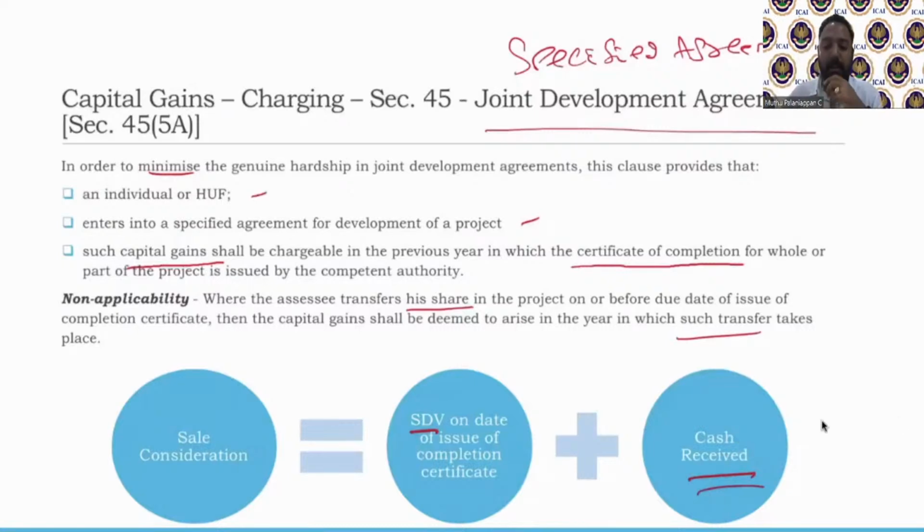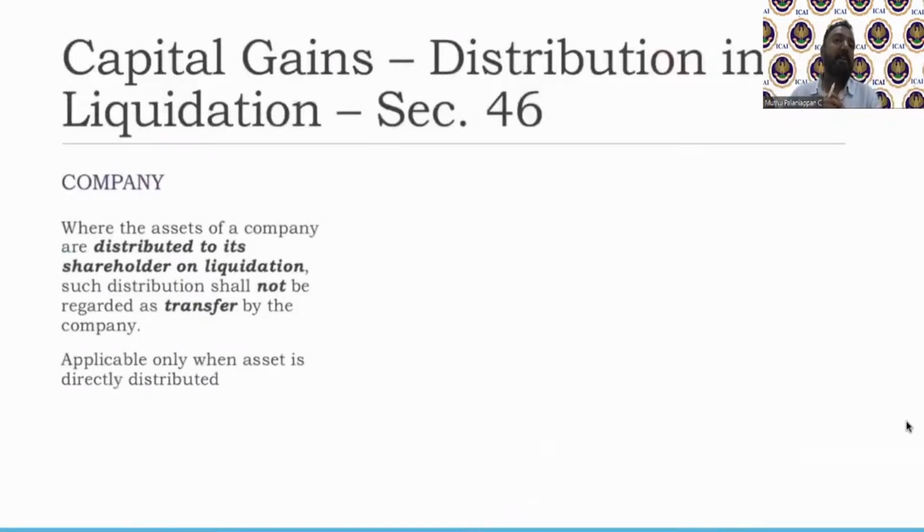Thanks for that compliment. Okay, we'll move on to the next concept, section 46, which is about distribution and liquidation. Section 46 typically deals with a company where the assets of the company are distributed to shareholders in liquidation. So what is liquidation? We saw earlier, it is like winding up, shutting down the company. Now, how do you settle during liquidation? Sometimes you either give the asset itself to the shareholder, or you sell the asset and then distribute the money. Now we are going to talk about when the assets are directly distributed.